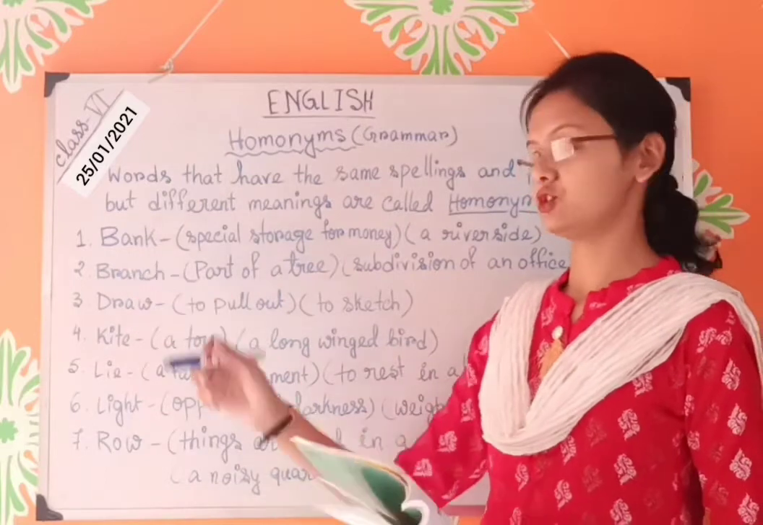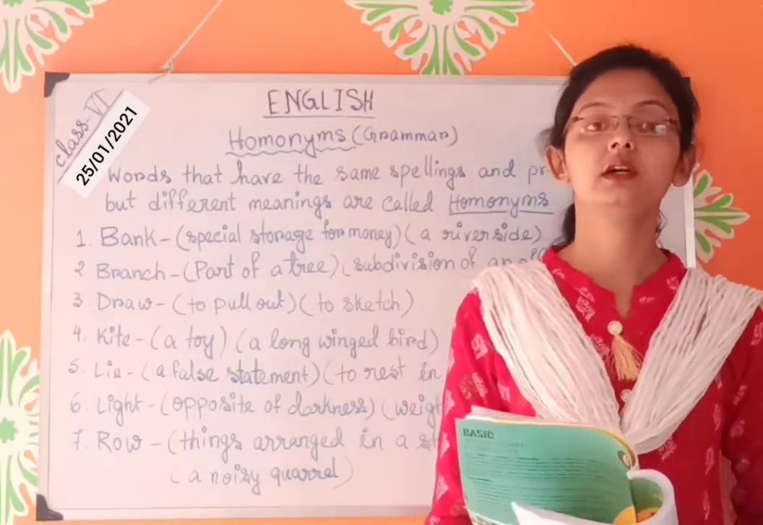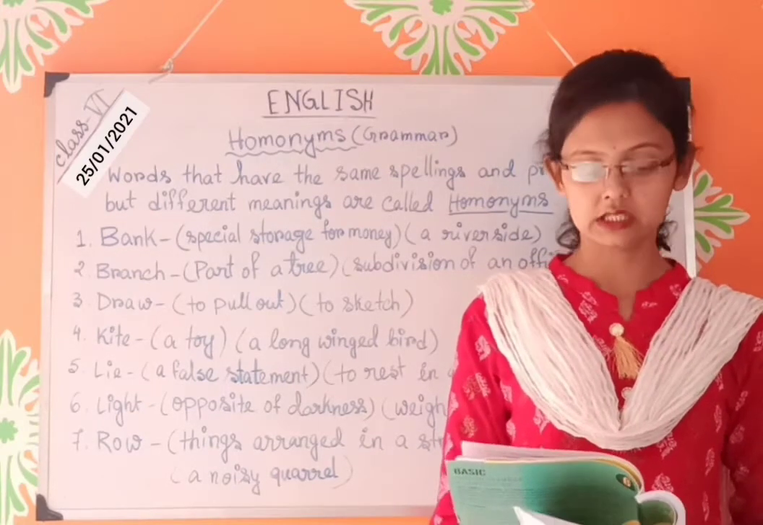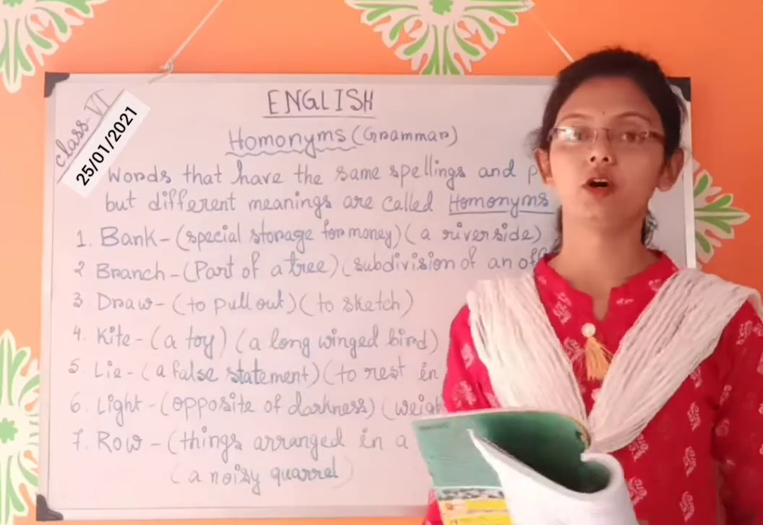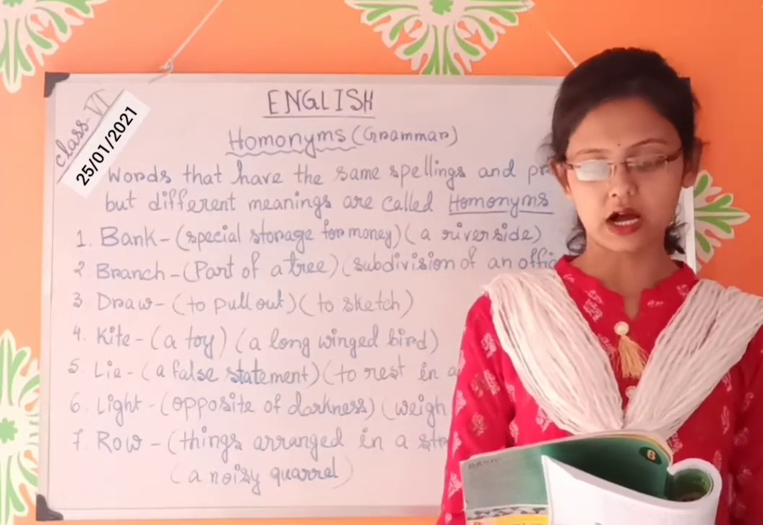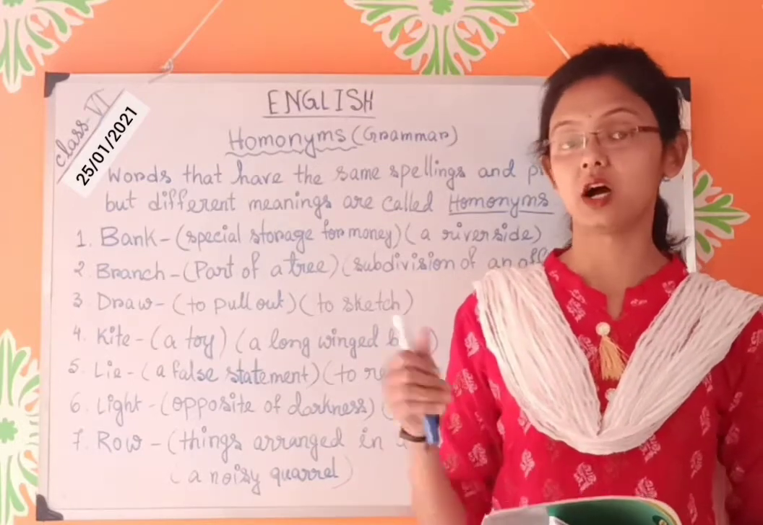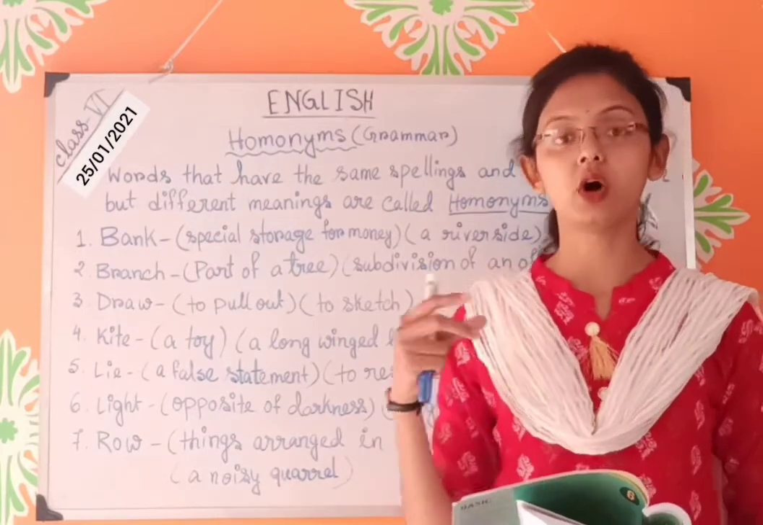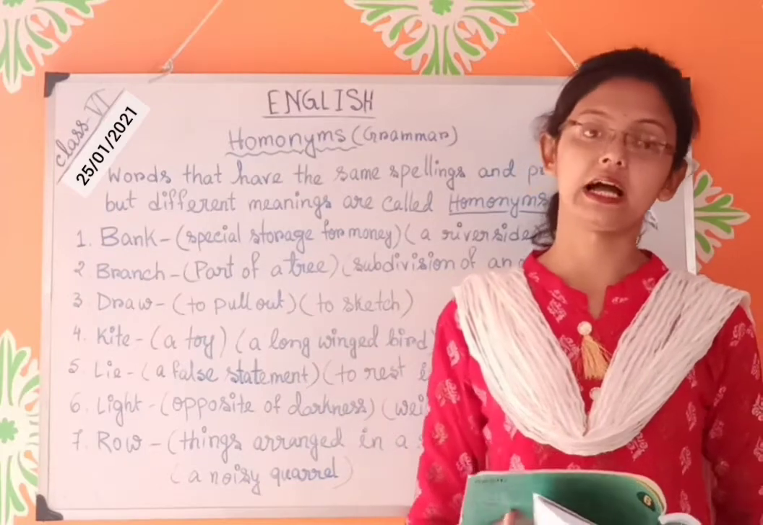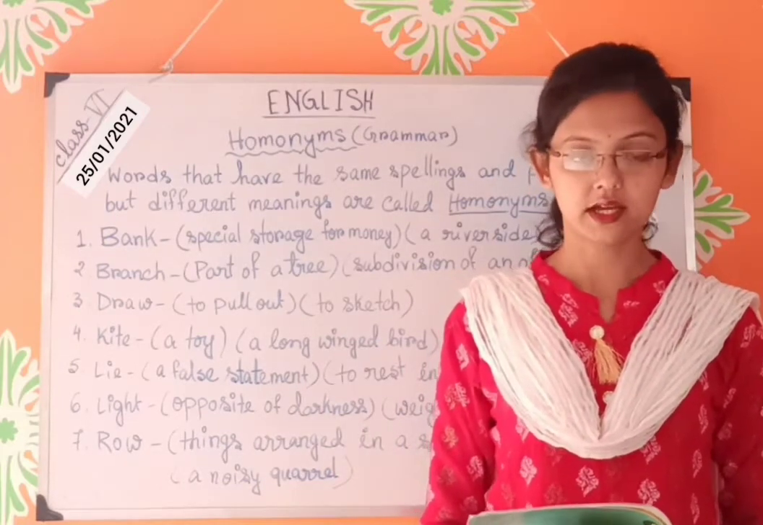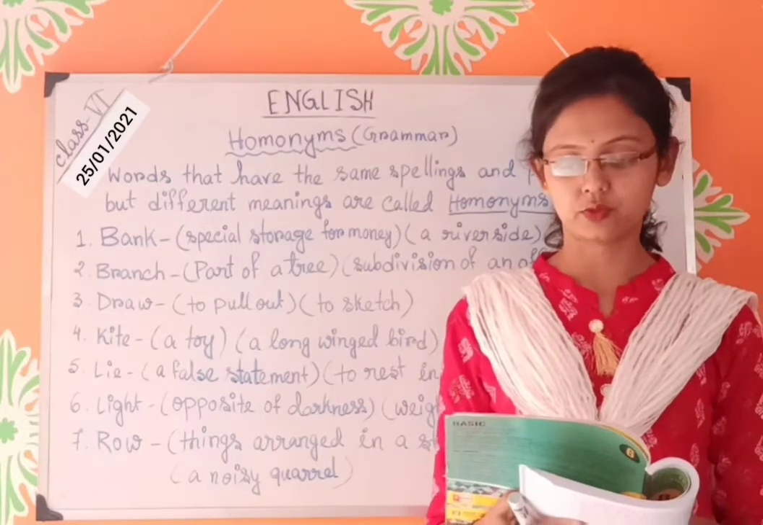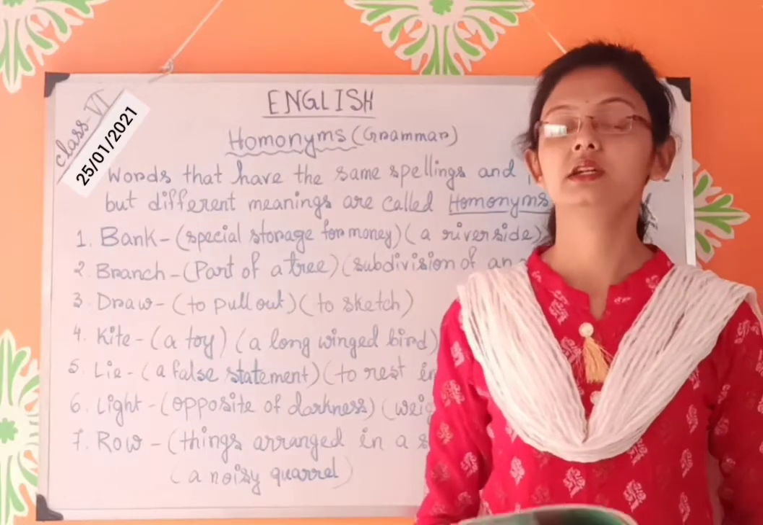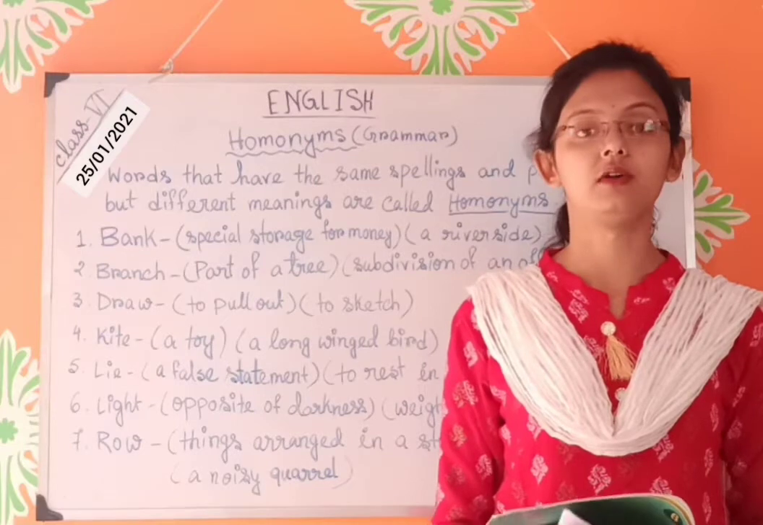Next is branch. There are also two words with same spelling and same pronunciation, but the different meanings are, first one is part of a tree that grow out of the trunk. You know that trunk is the thick part of a tree, and from that trunk some small parts grows out, that are called the branches, right? So that branch was somehow cut off from the tree. So it means that this branch shows the part of a tree.